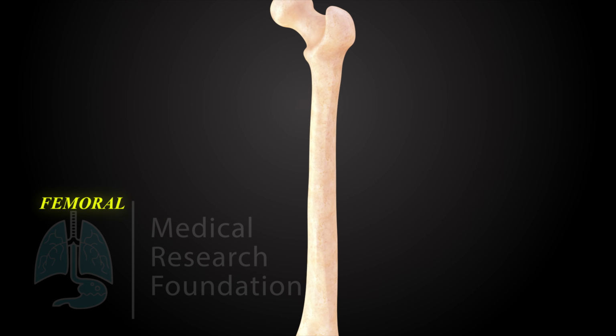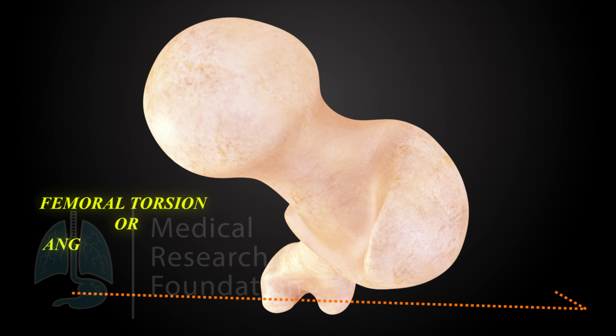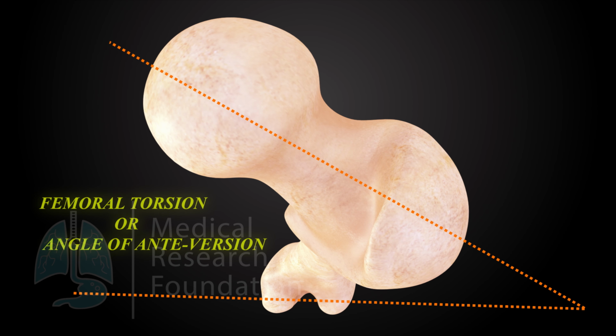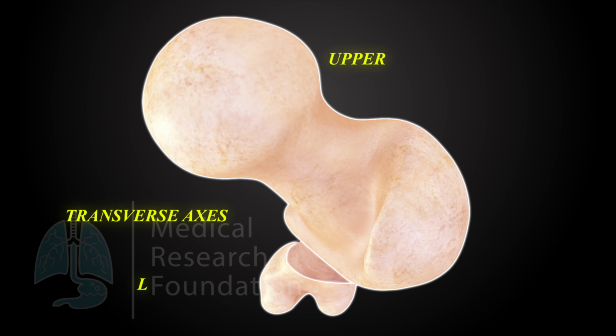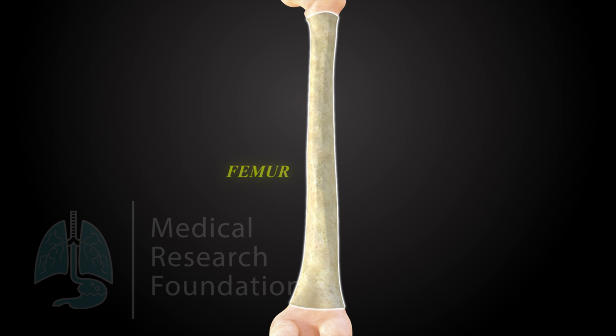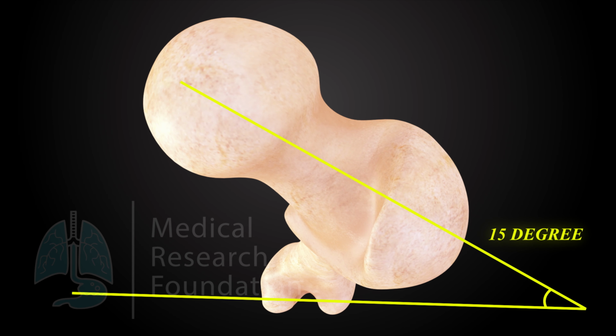The angle of femoral torsion, or angle of anteversion, is formed between the transverse axes of the upper and lower ends of the femur. It is about 15 degrees.